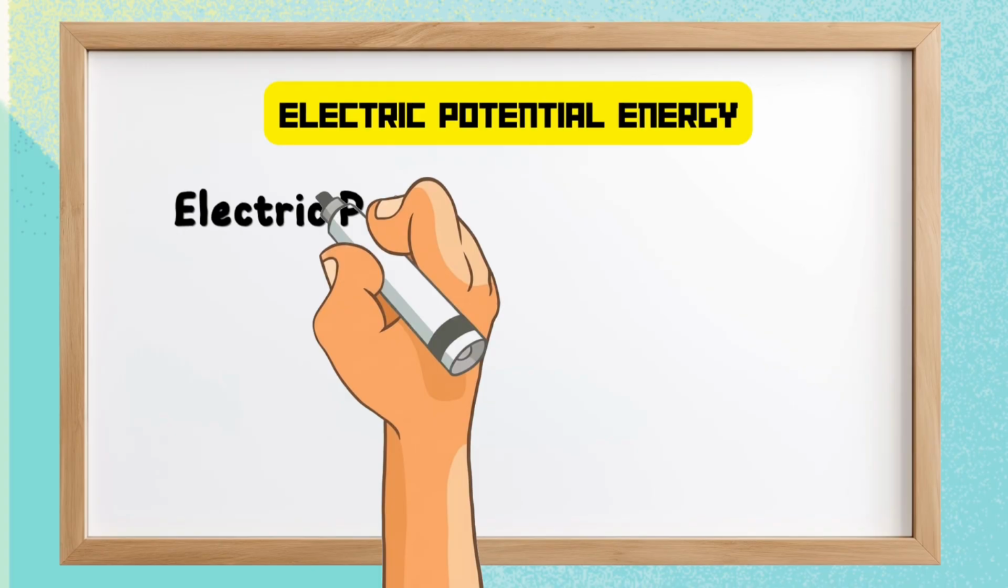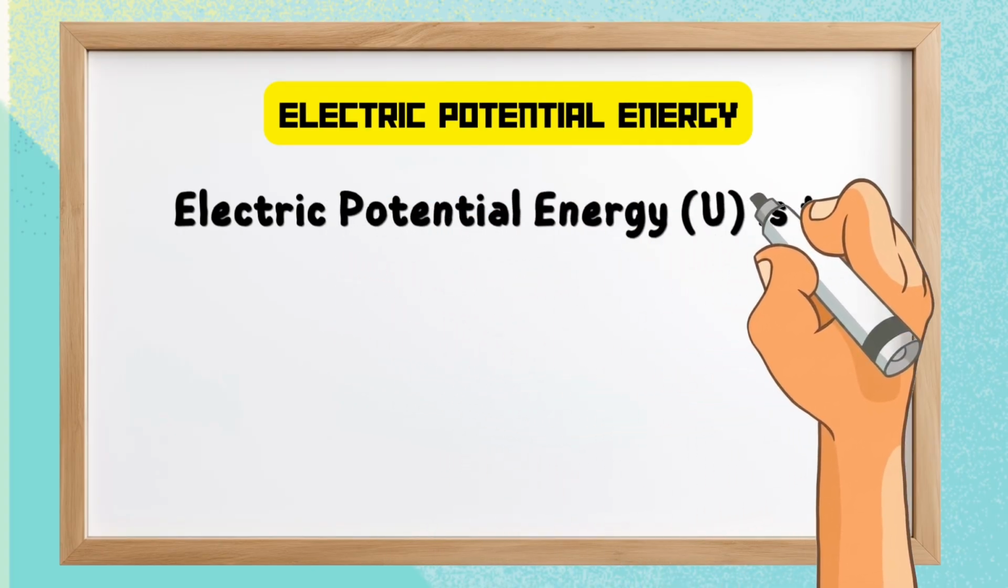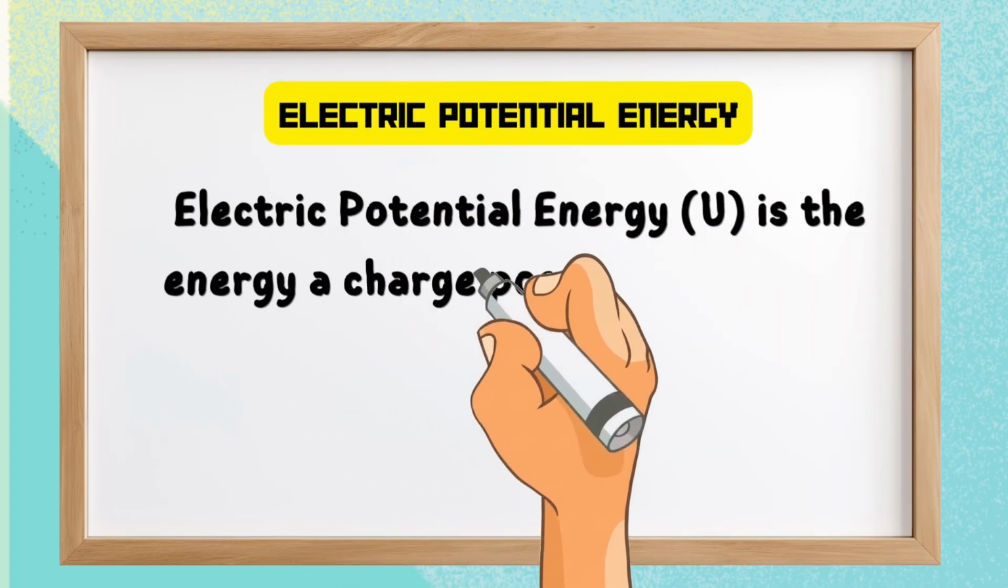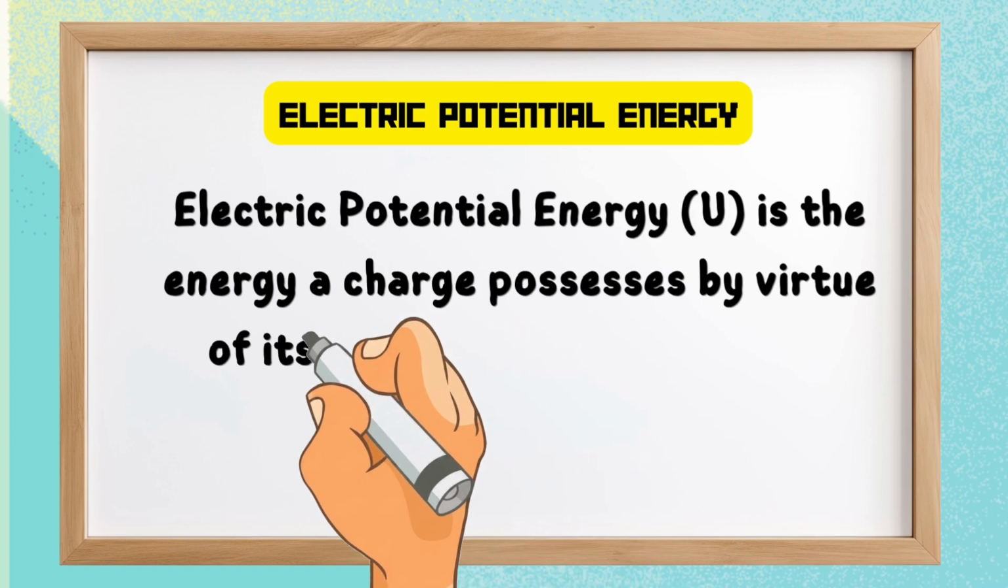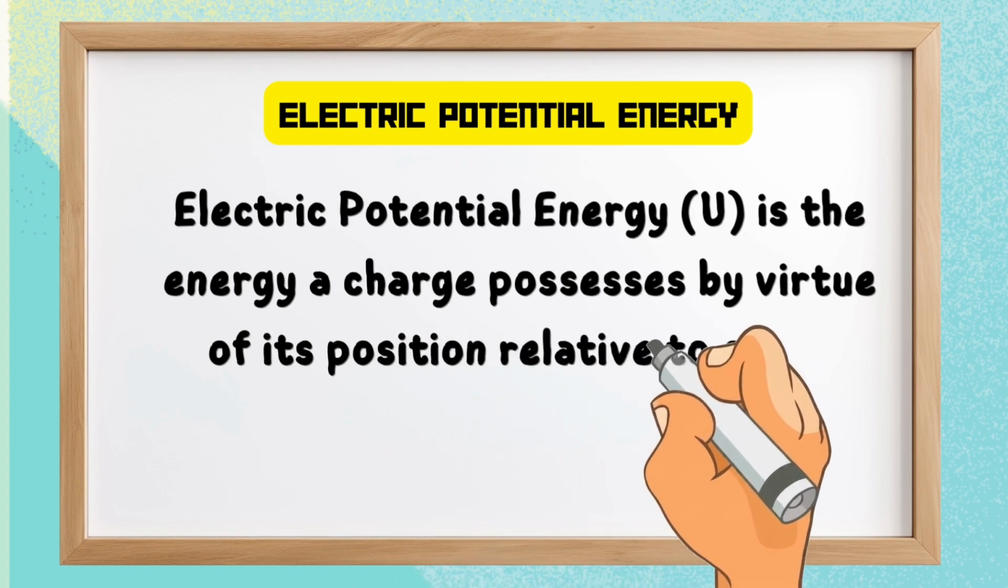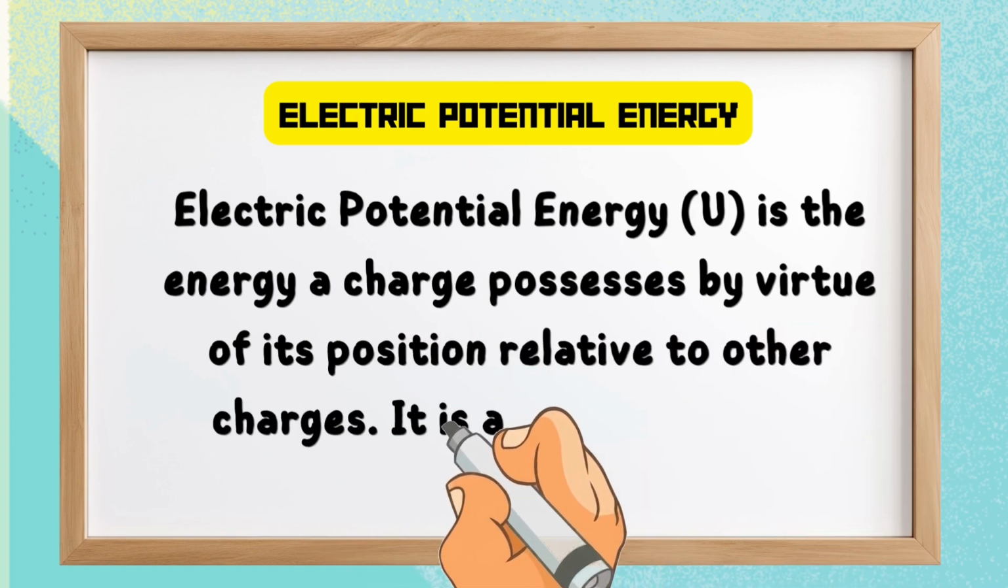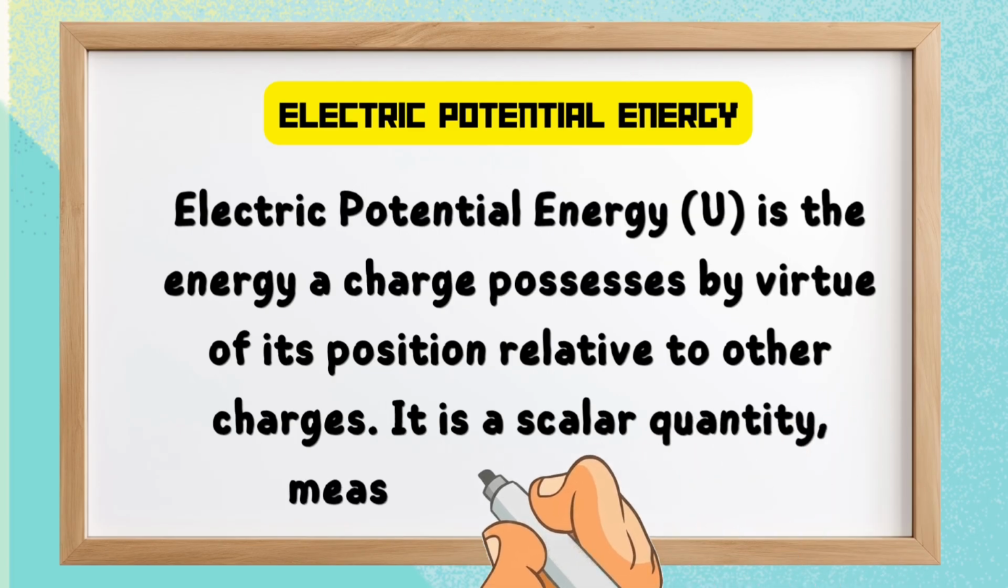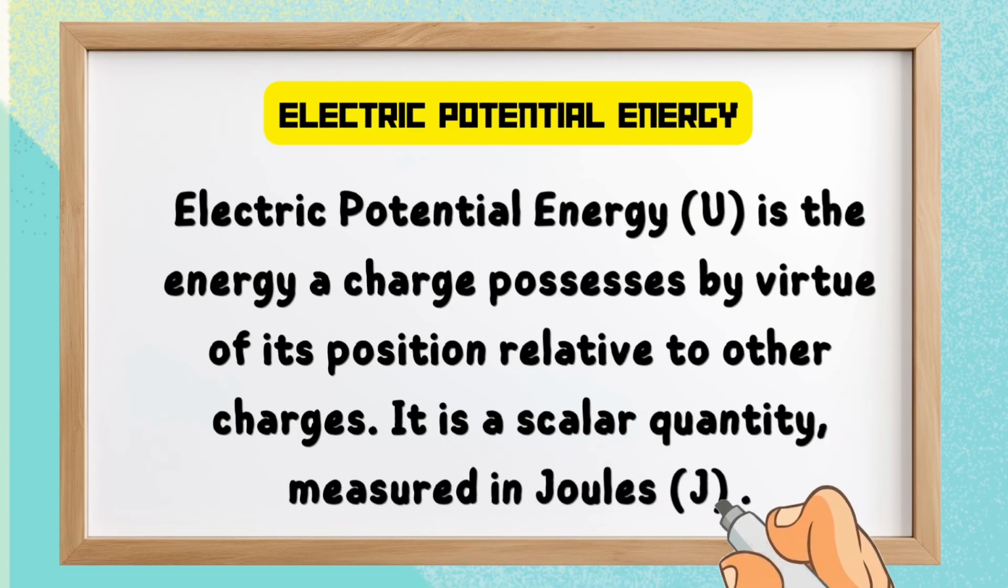So formally, electric potential energy, denoted as U, is the energy a charge possesses by virtue of its position relative to other charges. It is a scalar quantity measured in joules.